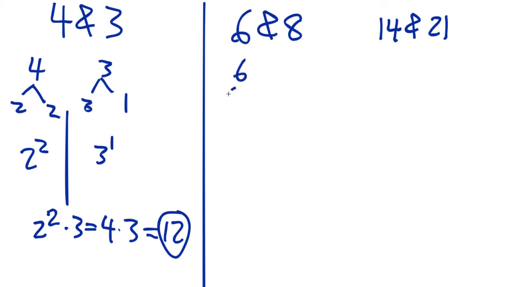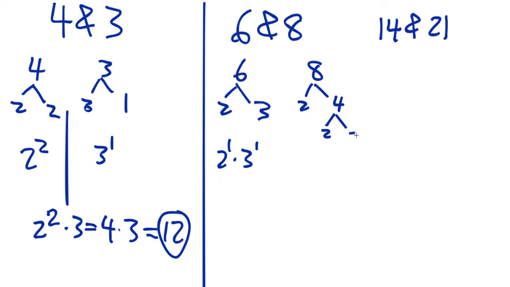So we do 6 and we get, oh, that's 2 times 3. So that's going to be 2 to the 1 times 3 to the 1. You don't have to put these exponents here because they're ones, but hey, I just want to give ones some love right now. Then we go with 8, and that's 2, and that's 4 there, and then that can be further factored into 2 and 2. So that's going to become 2 cubed.